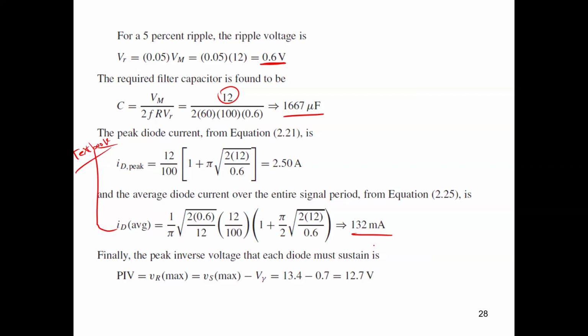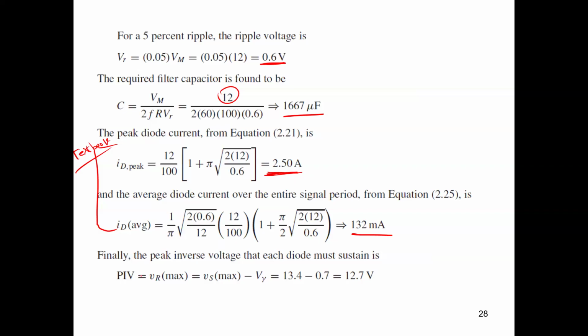Yes, but one important thing here, guys, is the peak current. What's the peak current we have? So the peak current here is 2.5 ampere. Okay, so the peak current is 2.5 ampere. The ID average here is 132 milliampere.